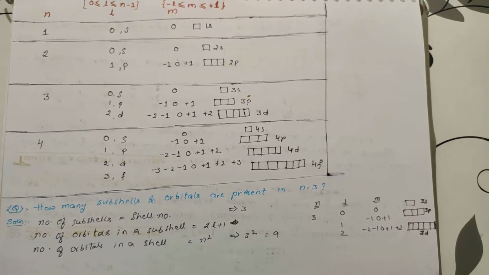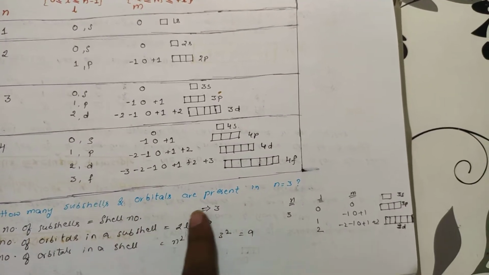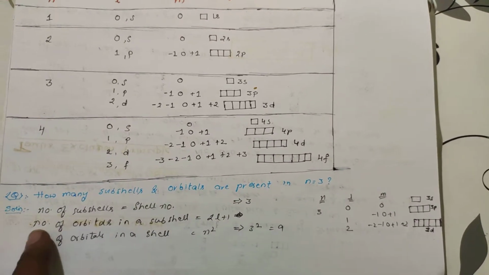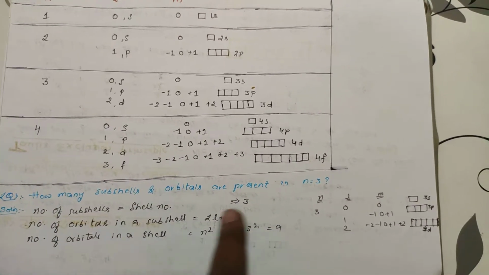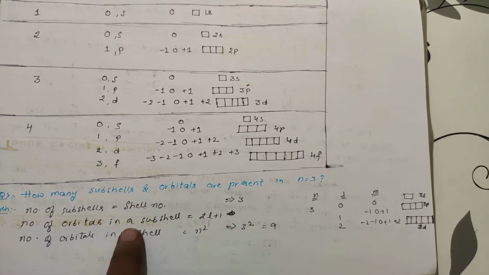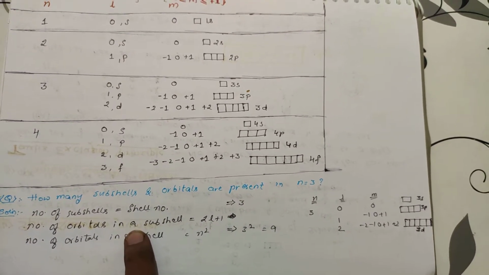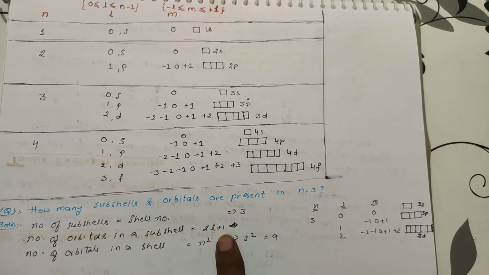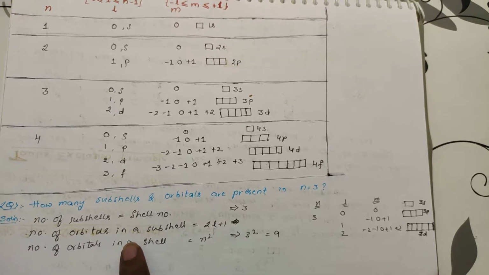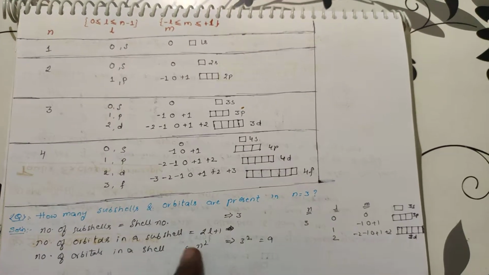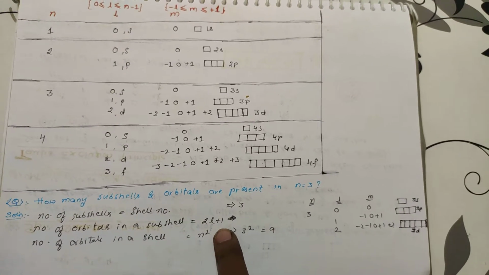Now let us take one question here. How many subshells and orbitals are present in n equal to 3? If n is equal to 3, he is asking the number of subshells. The number of subshells will be equal to the shell number only, so it is equal to 3. Number of orbitals: how many will there be? He is asking for the third shell, right? So it is 2l plus 1. In each subshell, how many orbitals are there? It is 2l plus 1. Okay.